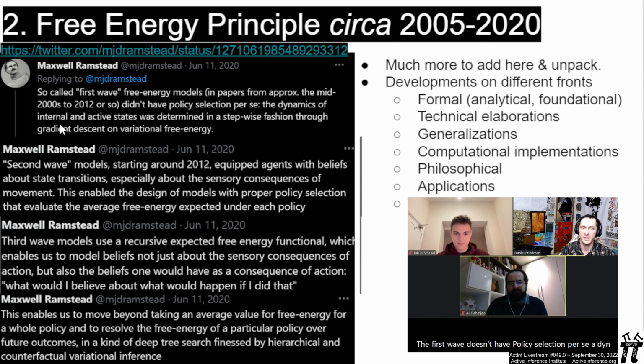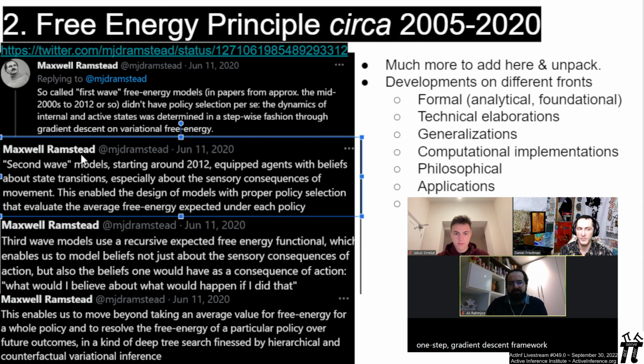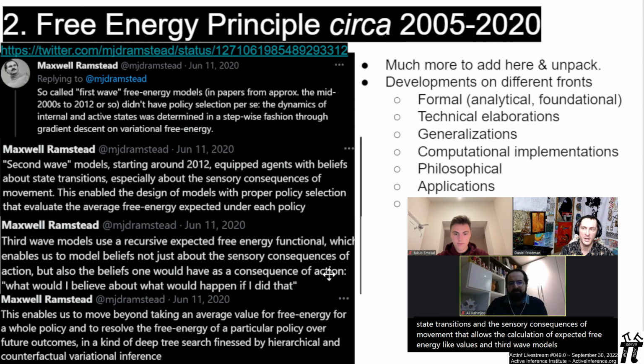The dynamics of internal and active states was determined in a stepwise fashion through gradient descent on variational free energy. And so that was very much like a pure one-step gradient descent framework. Second wave models started around 2012, equipped agents with beliefs about state transitions and the sensory consequences of movement. That allows the calculation of expected free energy-like values. And third wave models use a recursive expected free energy functional, which opens up all of these related avenues.